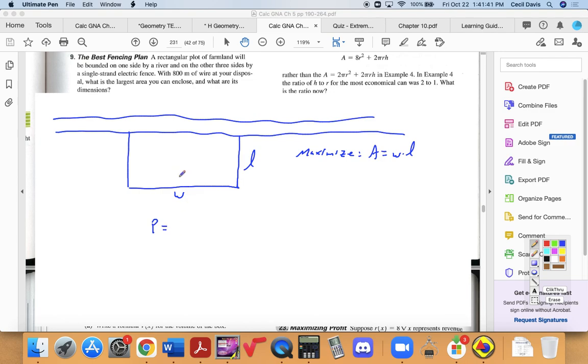But I'm not going to put wire up on all 4 sides. I'm only going to put wire on these 3 sides. So it would just be W plus 2L? Yeah, W plus 2L is equal to 800. That's where I messed up then. I did 2W plus 2L instead. Gotcha. Oh, so you found it was a square.